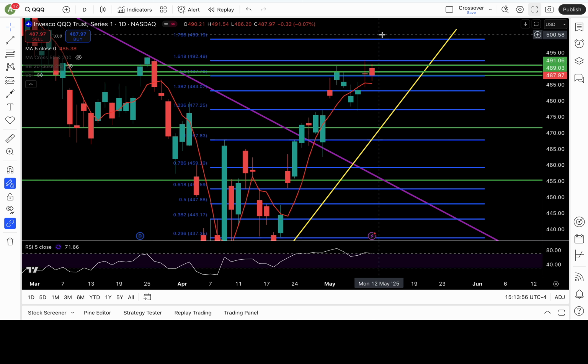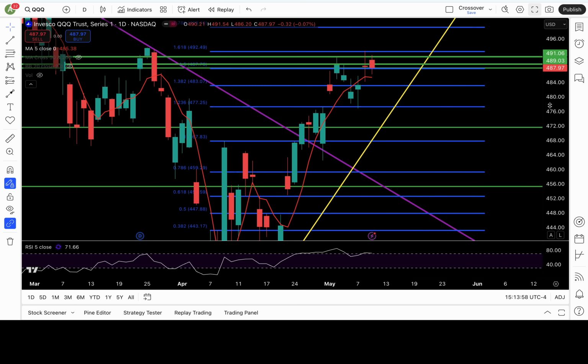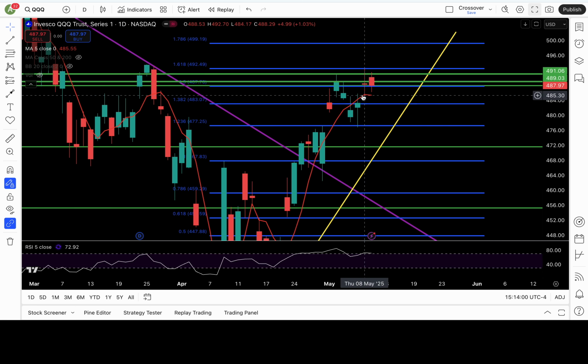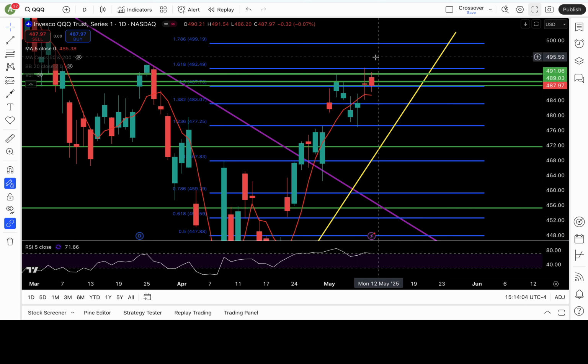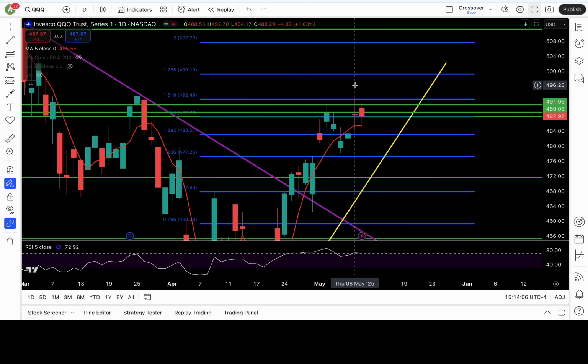Now, if we are going to bounce, I have resistance at 489, 491, and 492.5. Above 492.5 would be good for swing calls. That should put, well, I have 494, 497, and 499 as targets to the upside.